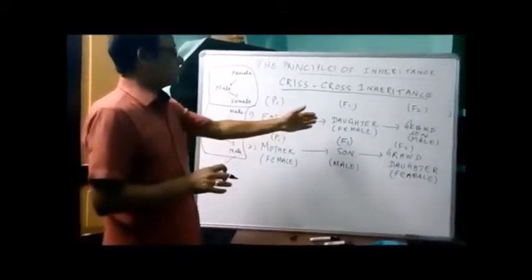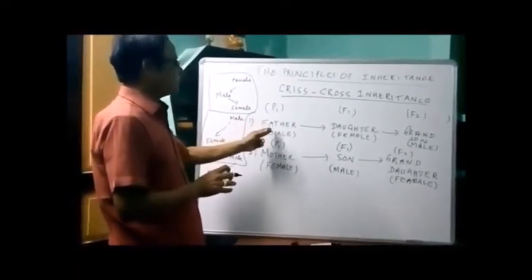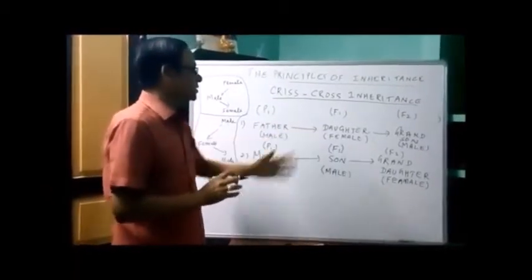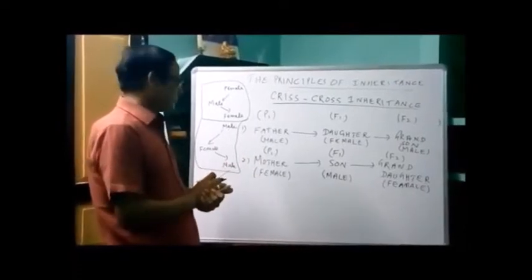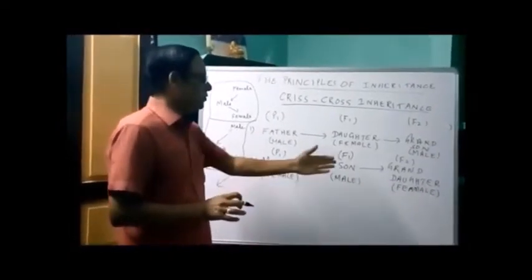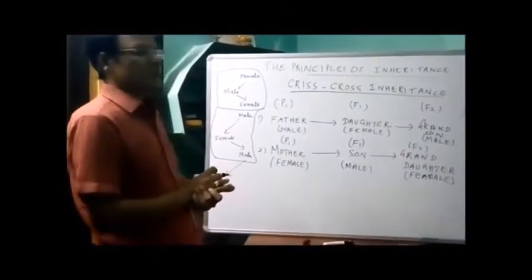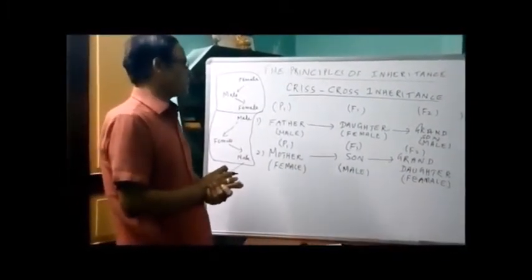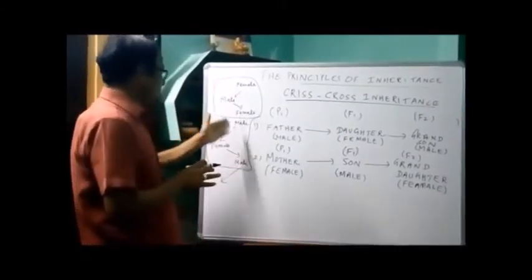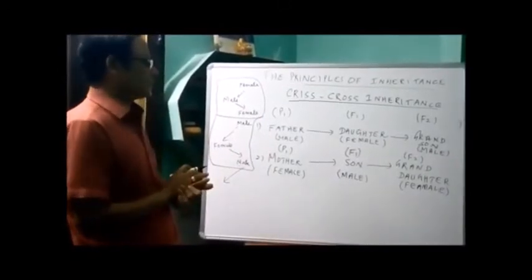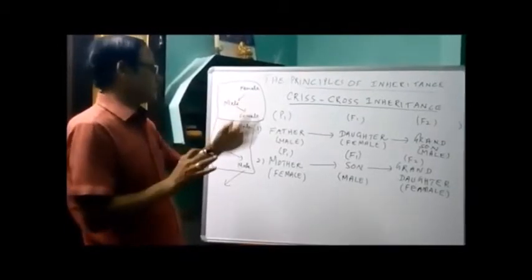Here I have given illustrations 1 and 2. In 1, the character is transmitted from father to grandson via the daughter of F1. In the second case, the sex-linked character is transmitted from mother to granddaughter via the son. Both are examples of crisscross inheritance or zigzag inheritance. So in a zigzag manner the characters are transmitted, hence called crisscross inheritance. So sex-linked inheritance follows the crisscross pattern of inheritance.